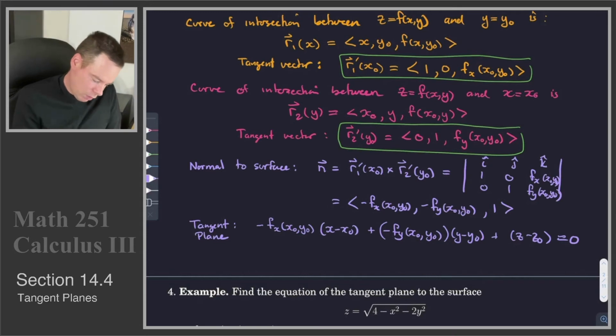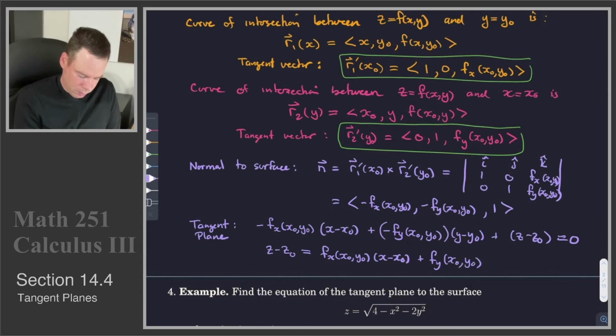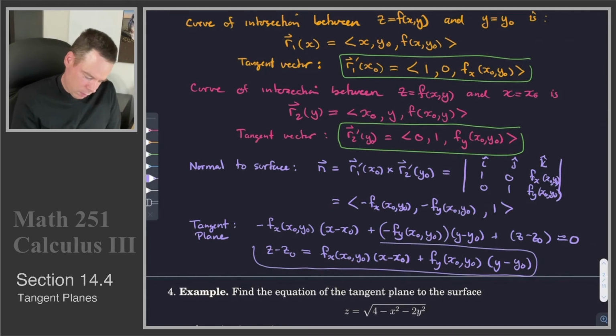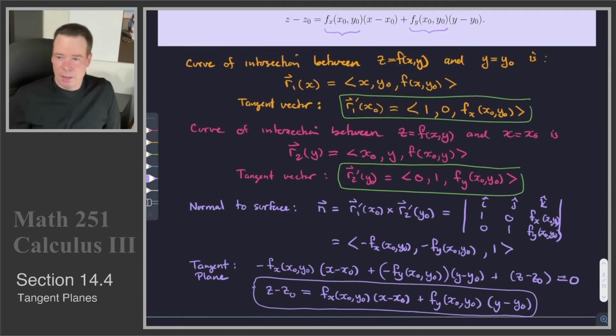So now we can rearrange this a little bit. Let's solve for z minus z naught. Push everything else to the other side. That gives me f sub x at (x naught, y naught) times (x minus x naught), plus f sub y at (x naught, y naught) times (y minus y naught). And so there's our rewritten form of our tangent plane. And that's the exact same as the plane we had up above in the formula.